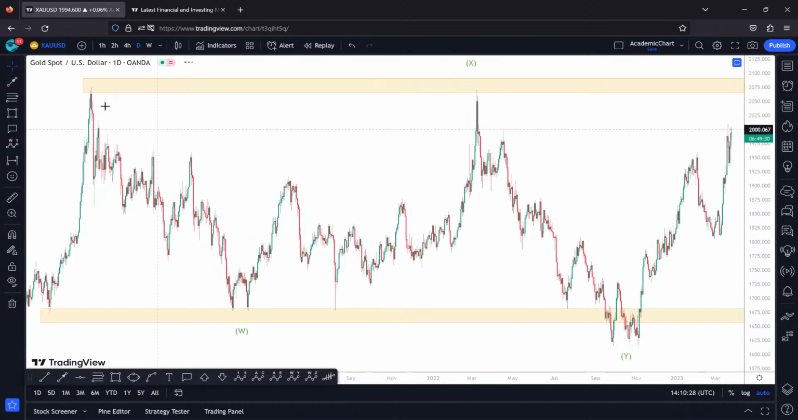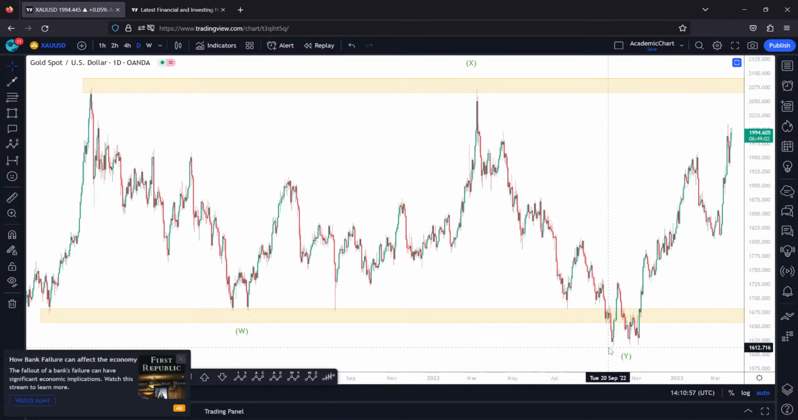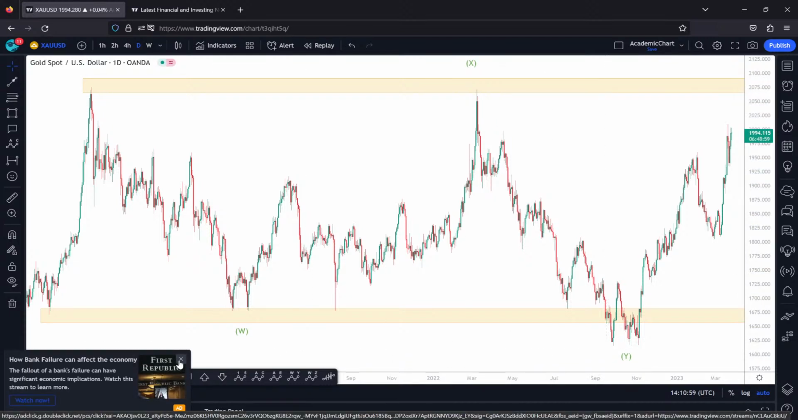Again, in the previous analysis, we talked about how we count these waves. This is going to be an ABC, also an ABC as the link, and also another ABC down to the bottom, in which the C is the ending diagonal, an extended C, as I can actually grab the tool and show you what I mean here. This ABC, the C is extended. This is another way that I'm looking at this wave this time.